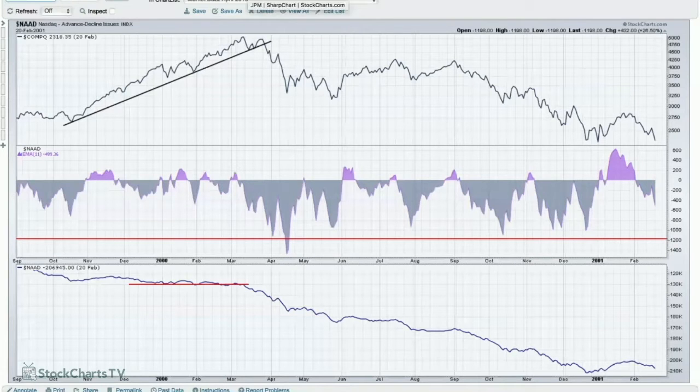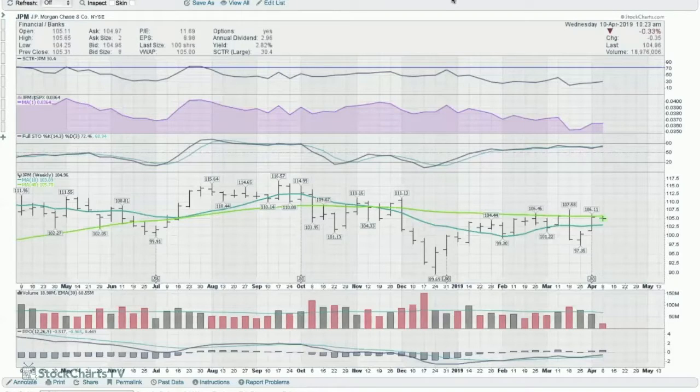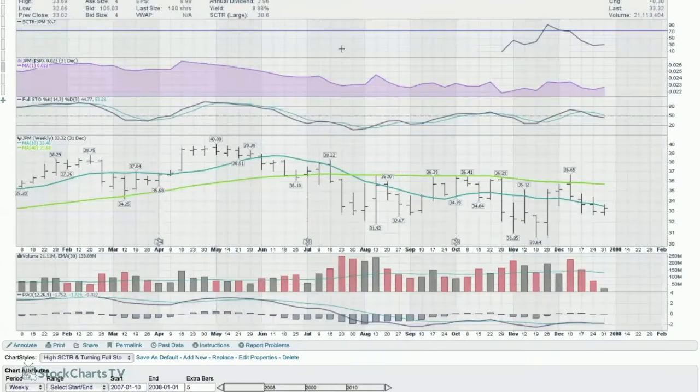I'm going to start here with JP Morgan. This is currently JP Morgan, and you can see a gentle to flat sloping 200-day moving average, or 40-week moving average, rolling over, just continually testing it from the underside. If I click on this one, this is JP Morgan from 2007. Does this movie look almost identical?